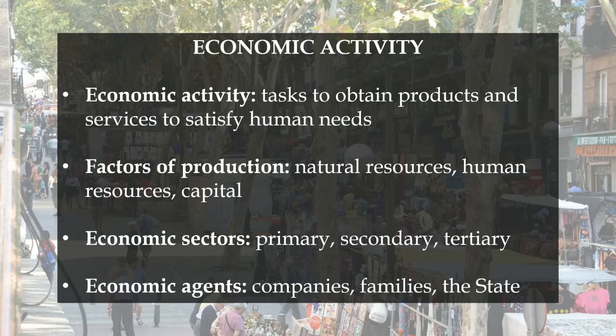The factors of production, which are the elements needed to carry out the economic activity. They are the natural resources, human resources, and capital. The economic sectors, the group of economic activities: primary sector, secondary sector, and tertiary sector. And finally, the economic agents, the subjects that carry out the economic activity. And they are the companies, the families, and the state. And the relation between all of them is called the economic circuit.